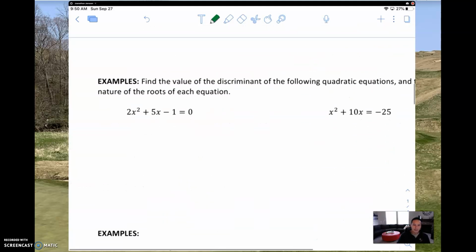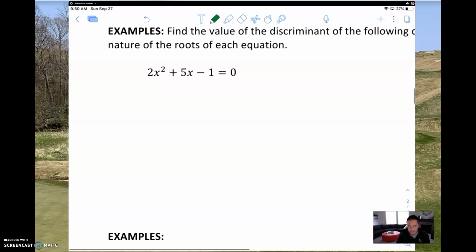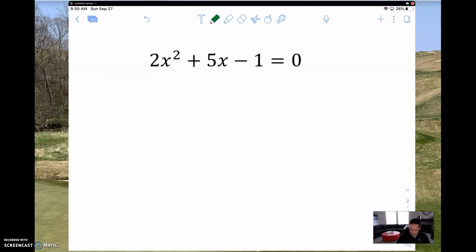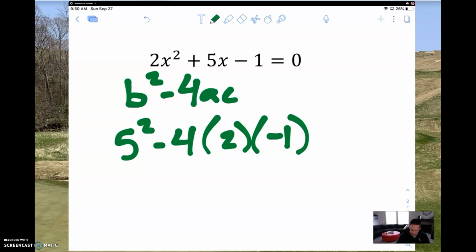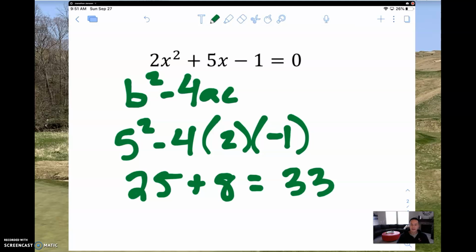Let's take a look at a couple of examples. First one: 2x squared plus 5x minus 1. I want to find the value of the discriminant and then tell you about the roots of each equation. First things first, it has to be set equal to 0, which in this case it is. So we take b squared minus 4ac and substitute the values. b is replaced with 5, so 5 squared minus 4 times a times c. 5 squared is 25. A negative times a positive times a negative is going to be a plus, and 4 times 2 times 1 is 8. So my discriminant is 33.